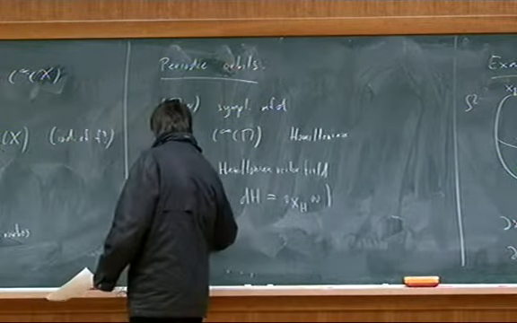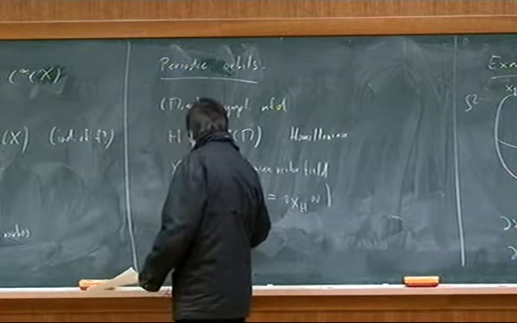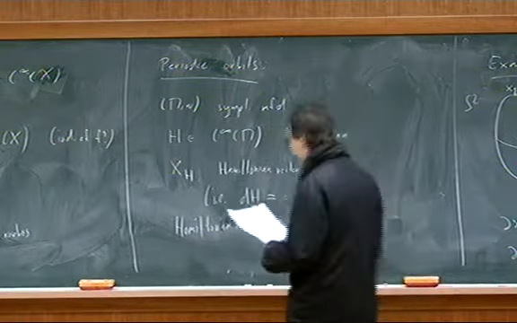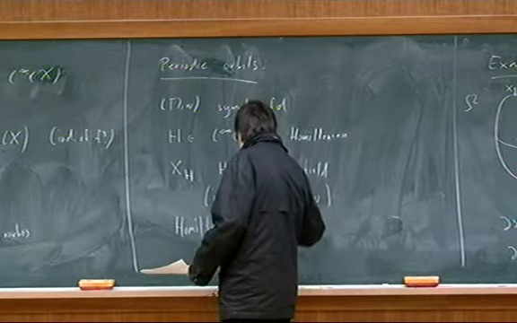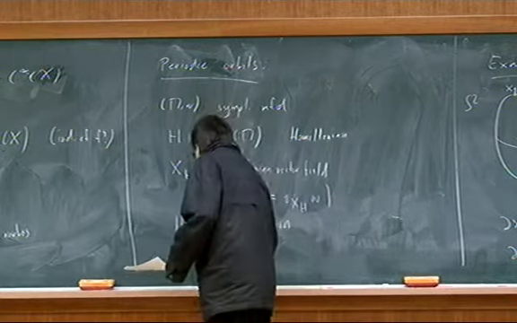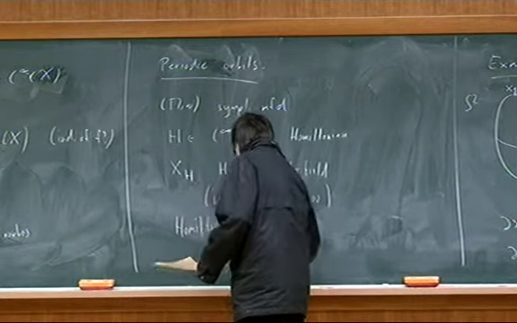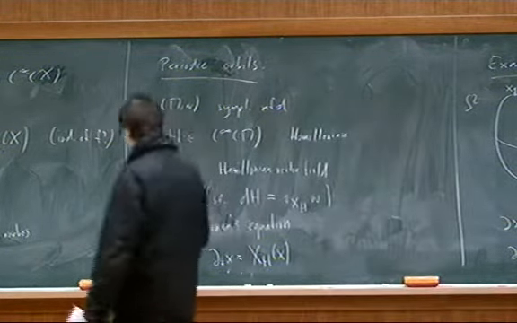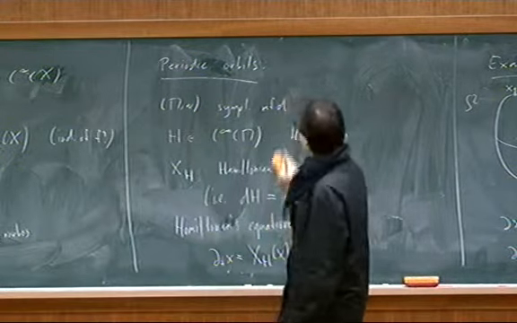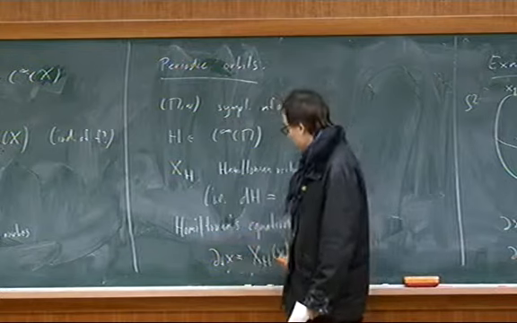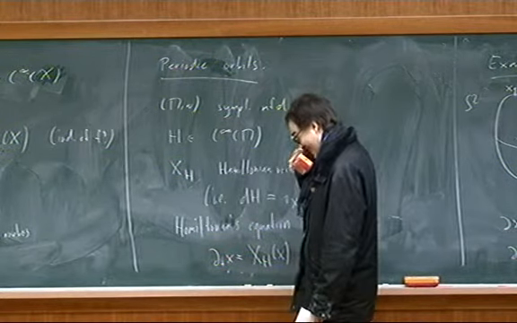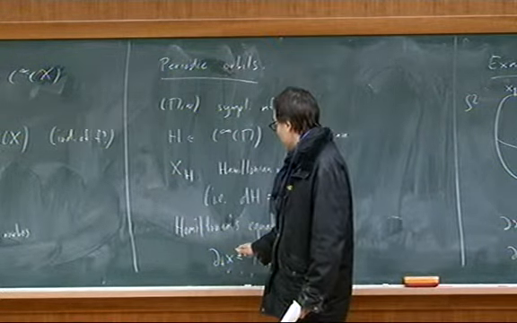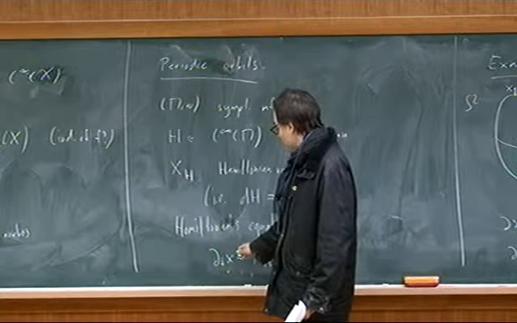And the equation which explains the propagation of physical systems, Hamilton's equation, is just d_t x equals X_H of x. Now for periodic orbits one asks how many periodic solutions of this equation exist. So how many do we roughly expect? For a periodic solution we have to fix the initial condition.